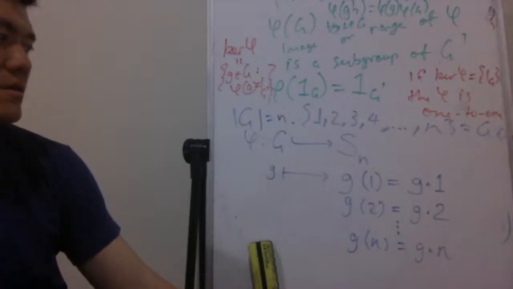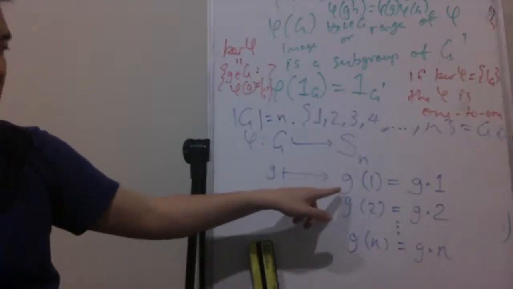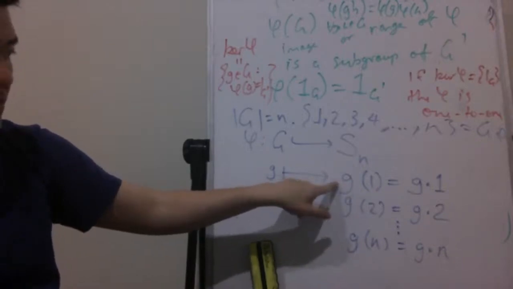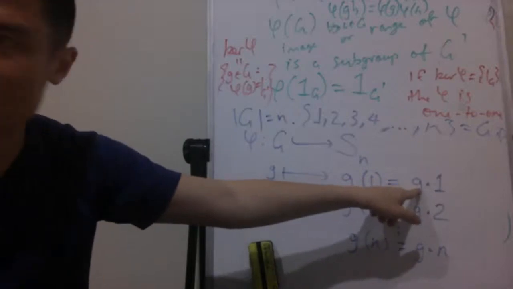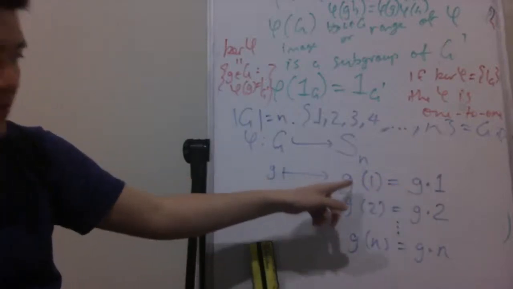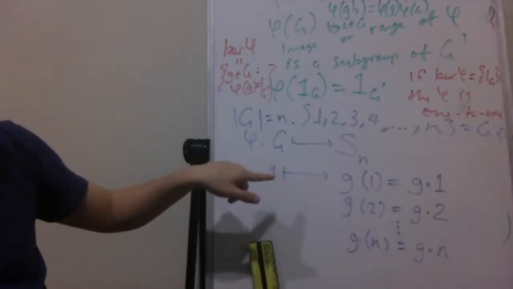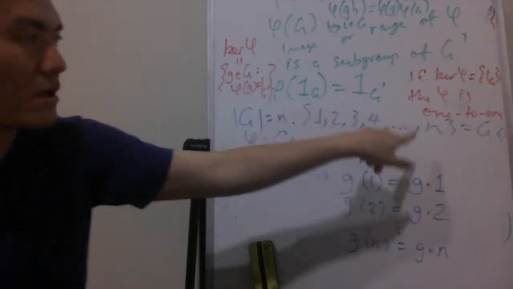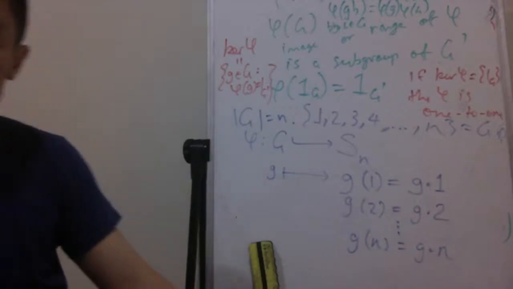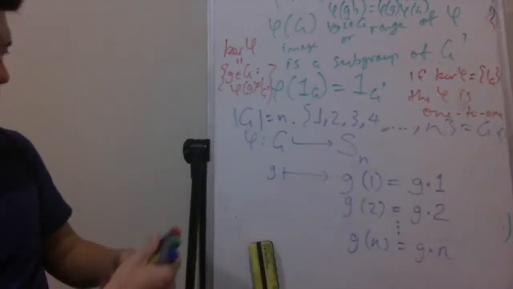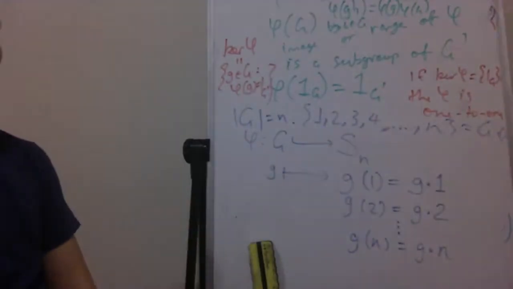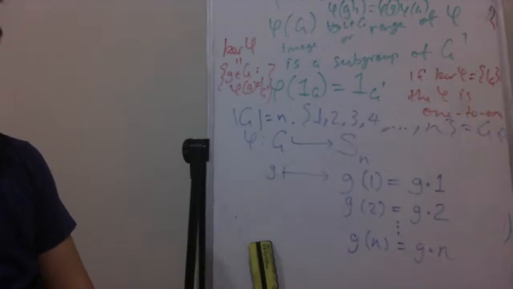So is it obvious that the inverse of this is actually g inverse? Because if you do g and then you do g inverse, then you're just inversing the g. So these are actually all invertible functions. For every g there's an invertible function from 1 to n to 1 to n, right? That makes sense. So you've defined a function from g to Sn, right?